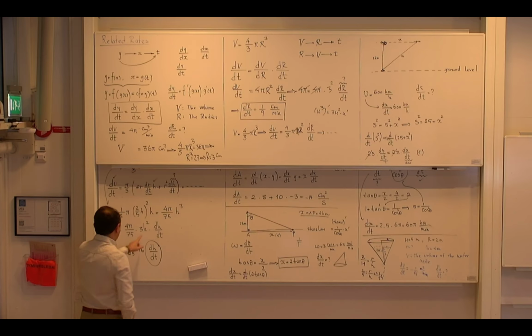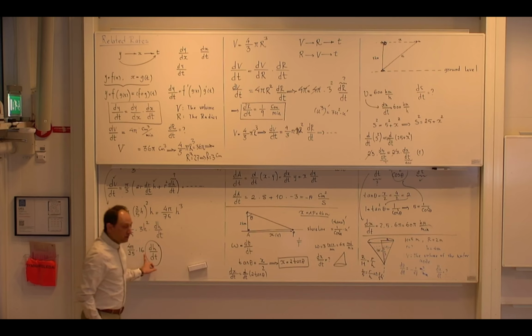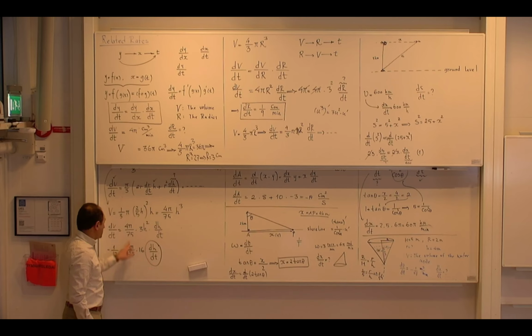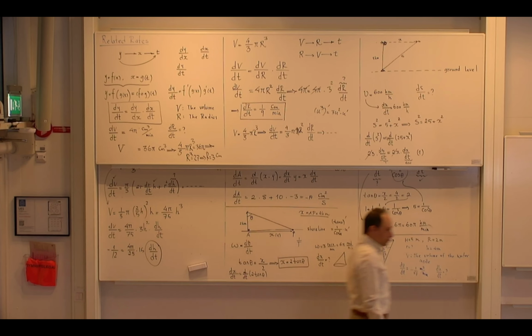No. This h is given. 4. Oh, really? Yes. I put 16 here. So 3 cancels that one. h to the power 2 is 16. Is that right? Okay, so we can have a break for 5 minutes now here.